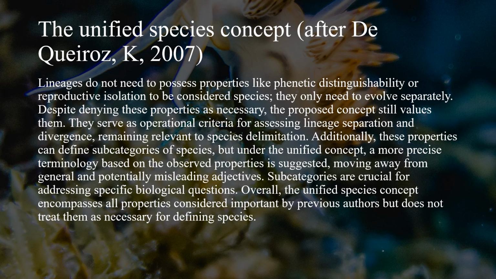They serve as operational criteria for assessing lineage separation and divergence, remaining relevant to species delimitation. Additionally, these properties can define subcategories of species, but under the unified concept, a more precise terminology based on the observed properties is suggested, moving away from general and potentially misleading adjectives. Subcategories are crucial for addressing specific biological questions. Overall, the unified species concept encompasses all properties considered important by previous authors but does not treat them as necessary for defining species.